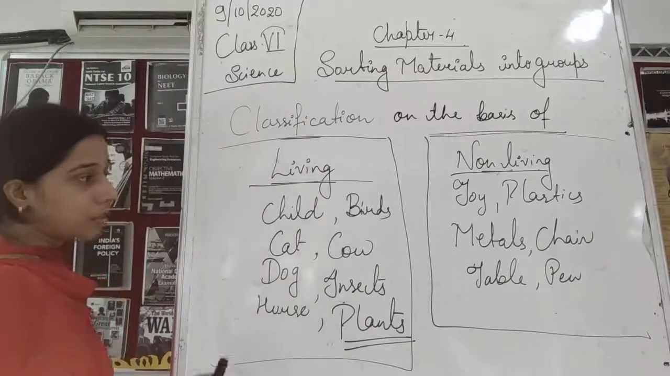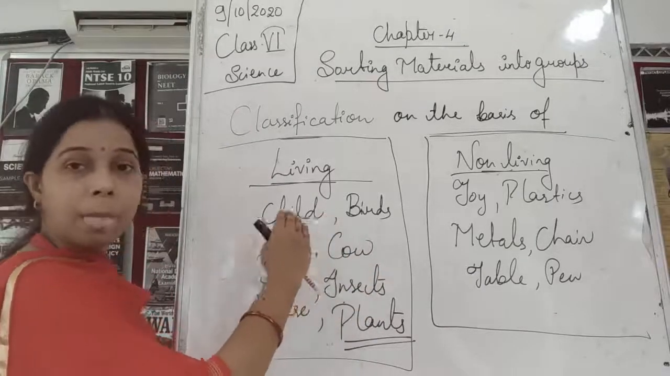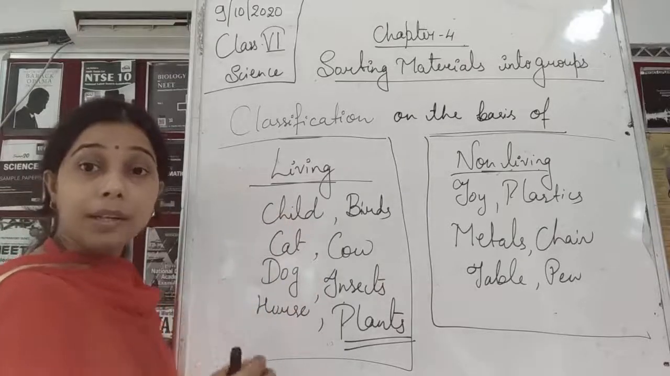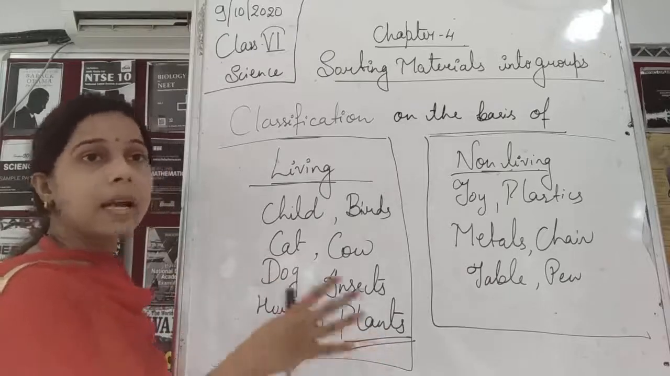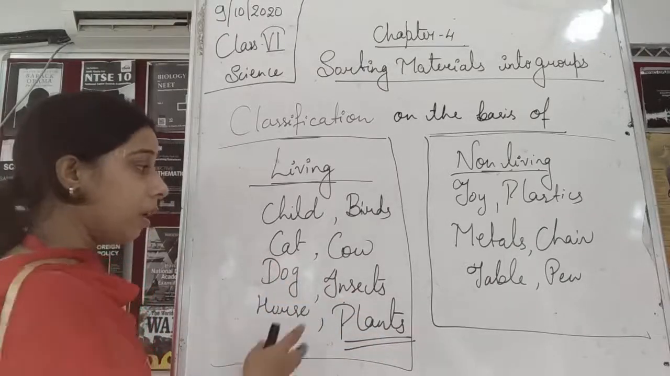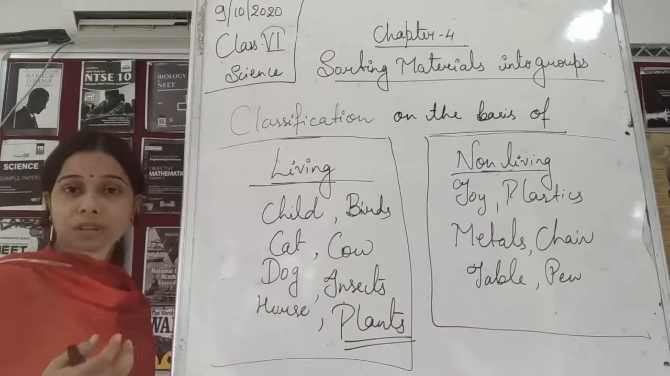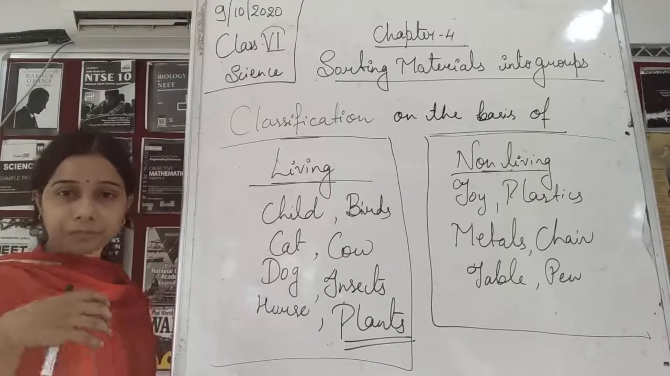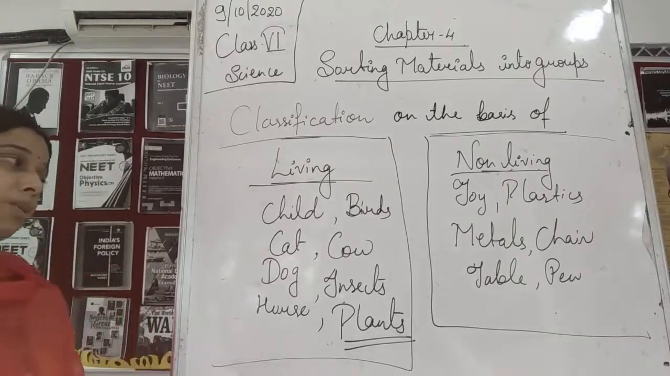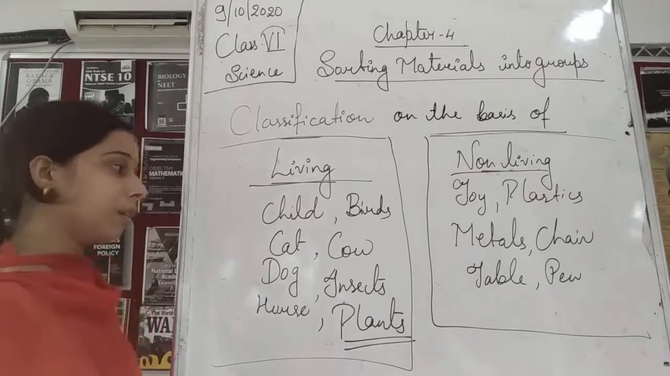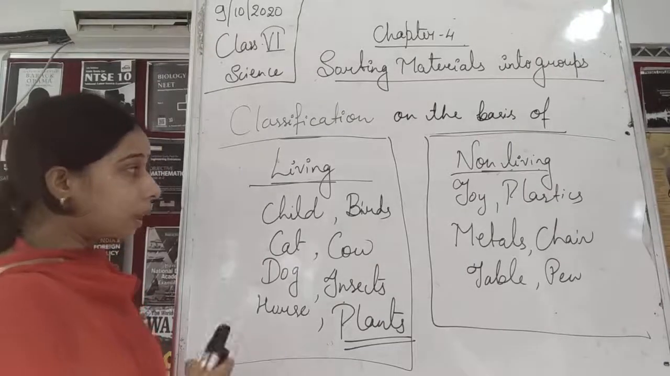And the characteristic is that they grow, they all need food, they all need water, they all need oxygen to breathe, to respire. They release carbon dioxide in the atmosphere. They do reproduction. They either lay eggs or give birth to their new ones or young ones. Okay. So all these things are what?